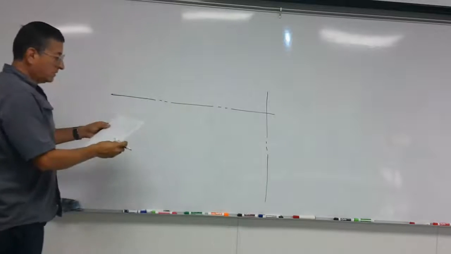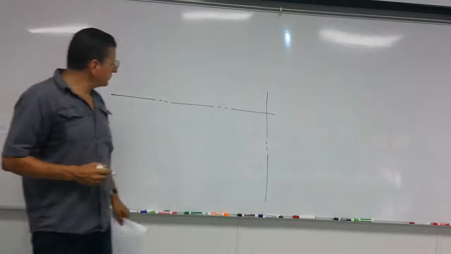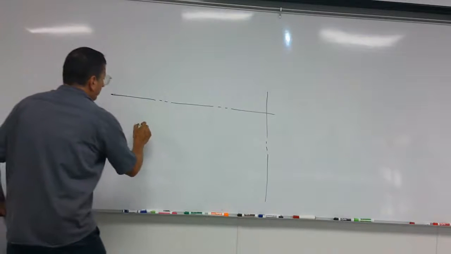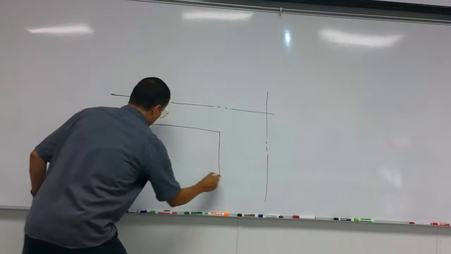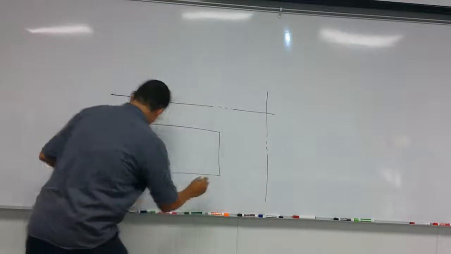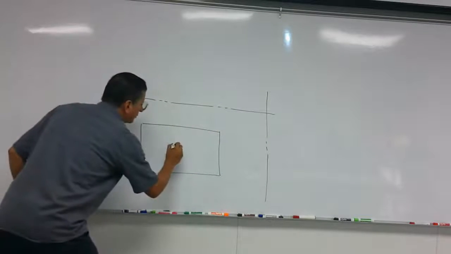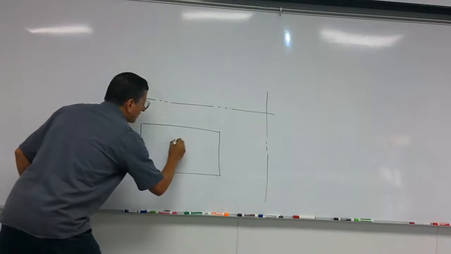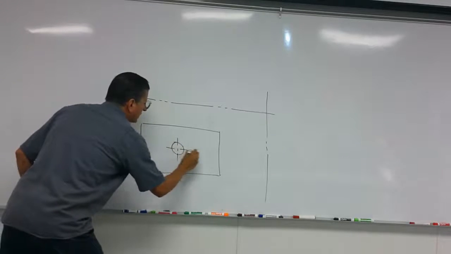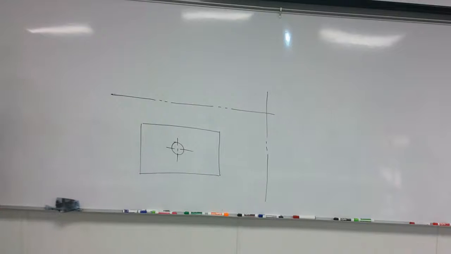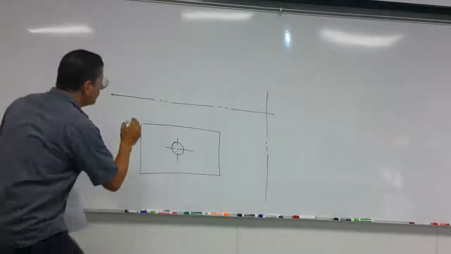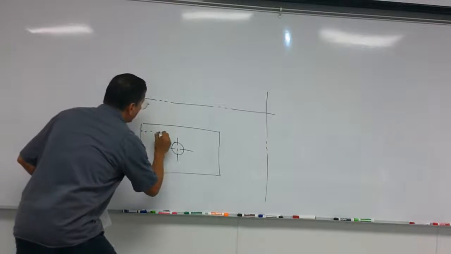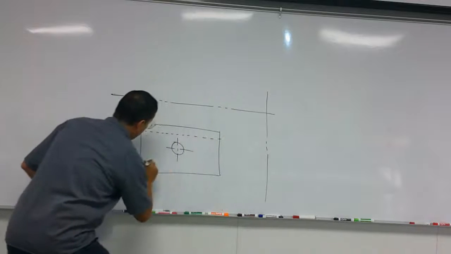Okay. We are going to create the views. What is the front view of that object? It's a rectangle. It's a rectangle with a hole in the middle, no? And that's it? The front view, that's it? No, you have an invisible line. You have two invisible lines, no? One here and other here.